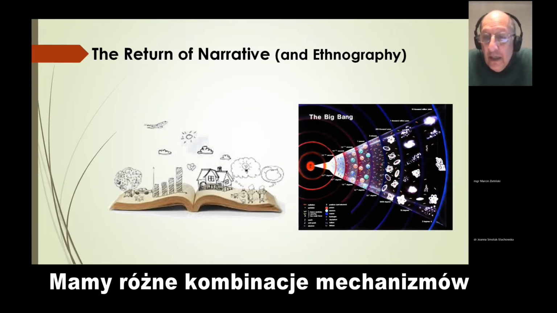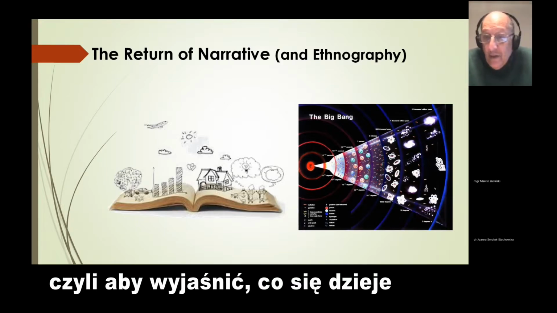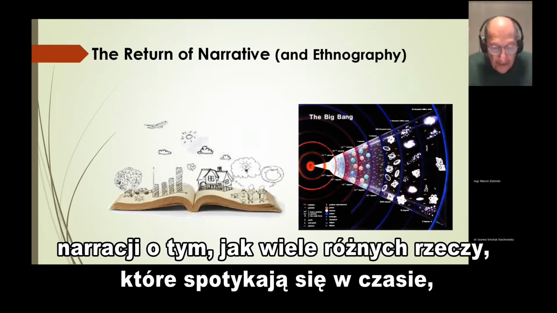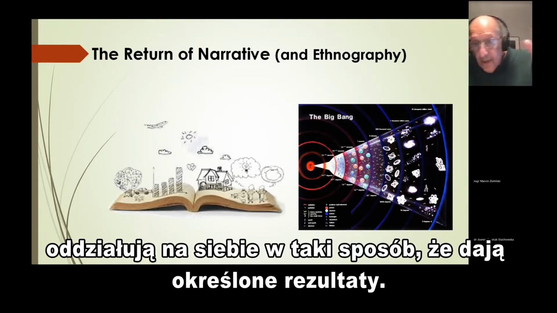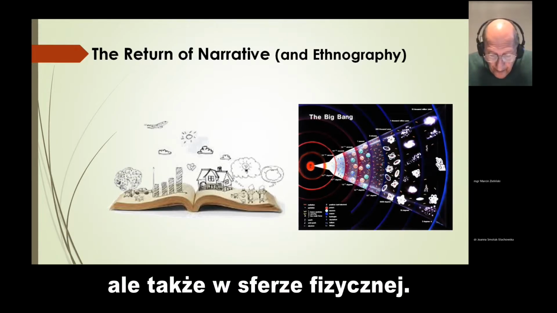That's why we don't find any law-like regularities. At different times, we have different combinations of mechanisms in play that don't necessarily recur. Thus, to explain what happens in any particular case, you need not an equation, but a story, a narrative about how many different things coming together in time interact in such a way as to produce certain results. And this is true not just in the social sphere, but in the physical sphere as well.